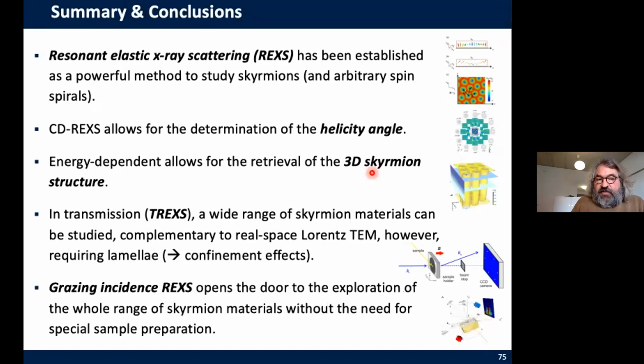And then finally, grazing incidence RSXS is a more recent method for us, and we're still working out all the details. So there are a lot of little surprises, and you can go even beyond what you can do in transmission RSXS. And it doesn't require any special sample preparation.